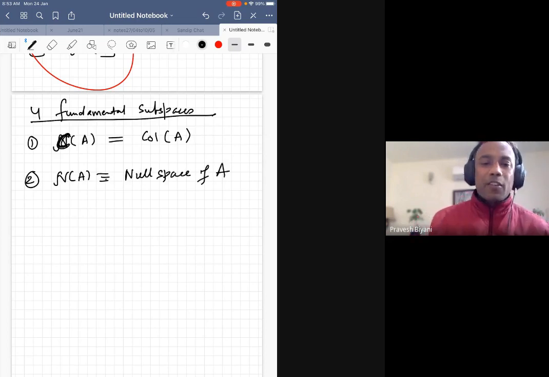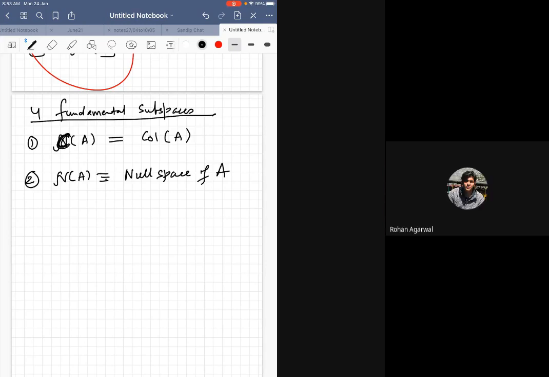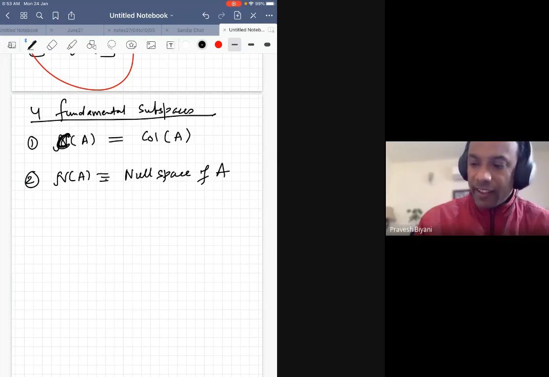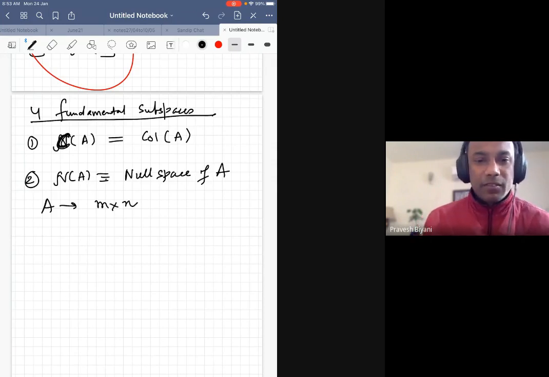What is the null space of A? Anybody? Yeah, Rohan? It's basically all X such that AX is equal to 0. That's right. So suppose A is an M cross N matrix. Okay, let's say A is an N cross N matrix. Then let me ask somebody.